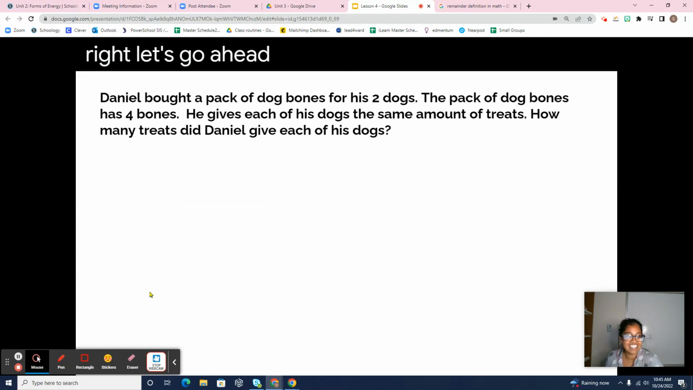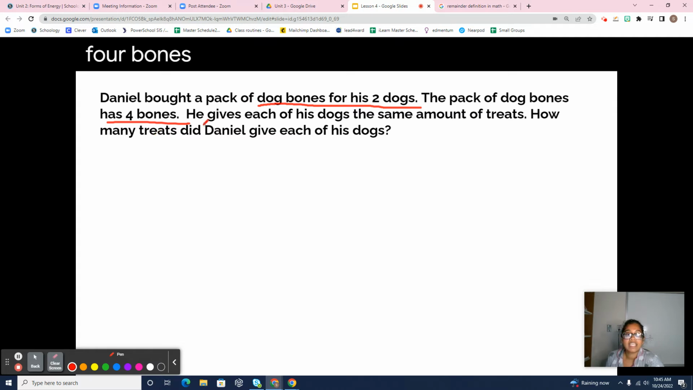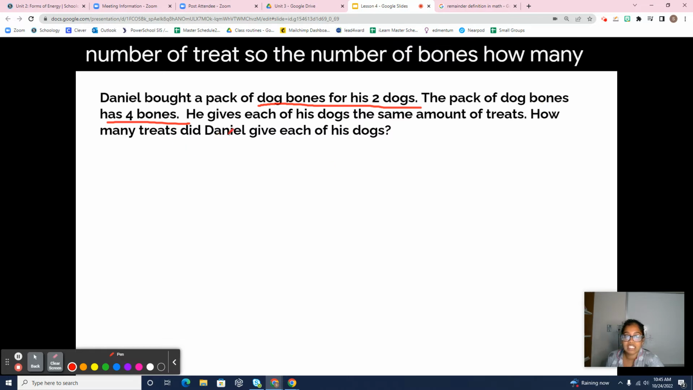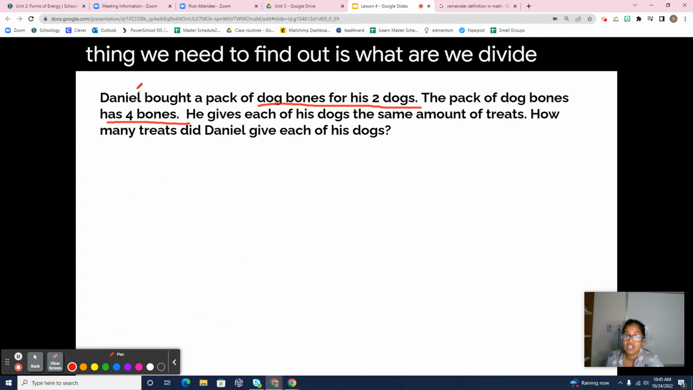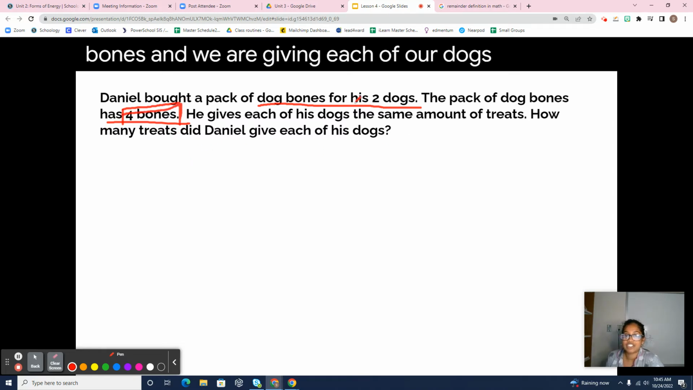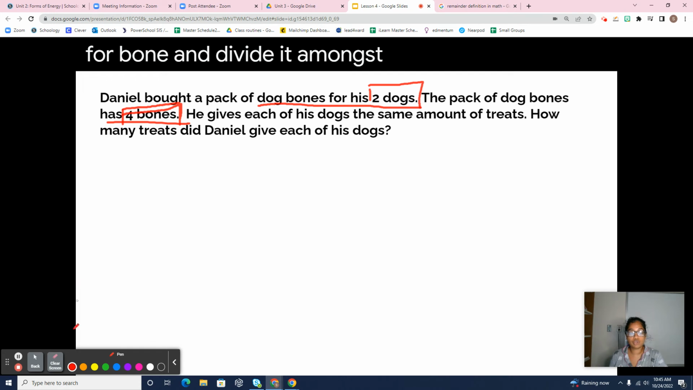All right, let's go on into our problems. For this problem, it says, Daniel bought a pack of dog bones for his 2 dogs. The pack of dog bones has 4 bones. He gives each of his dogs the same number of bones. How many treats did Daniel give each of his dogs? The first thing we need to find out is, what are we dividing? We are dividing our 4 bones, and we are giving each of our 2 dogs the same amount. So we're taking the 4 bones and dividing them among 2 dogs.